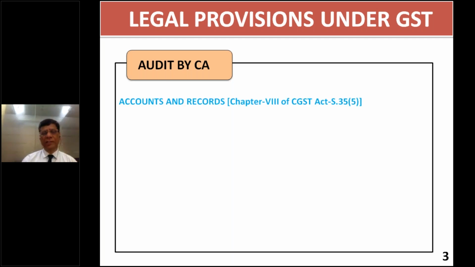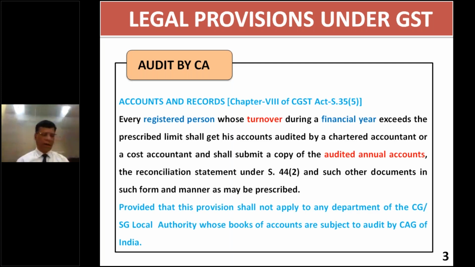concept as well as the evidence. First of all, we see accounts and records. This particular chapter is contained in chapter 8 of CGST law, and this chapter contains section 35 and section 44.